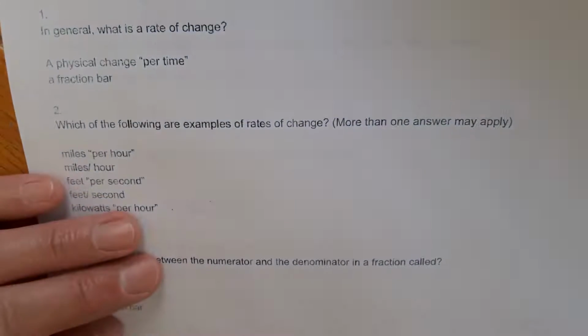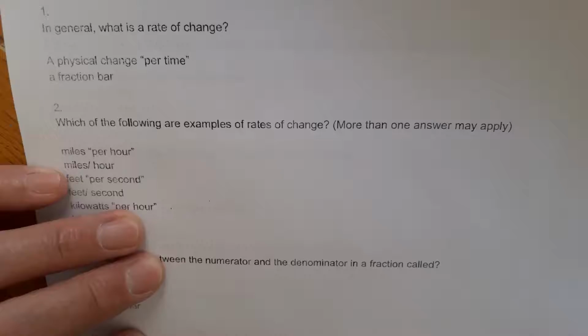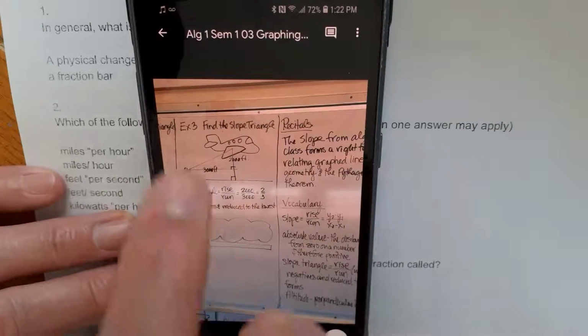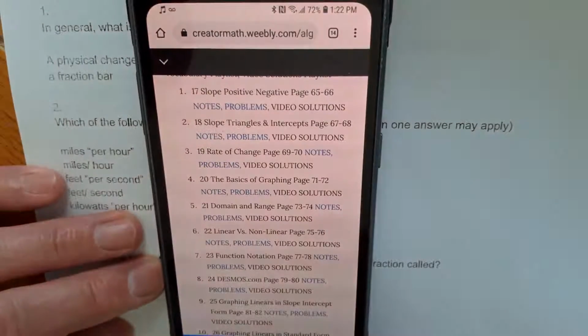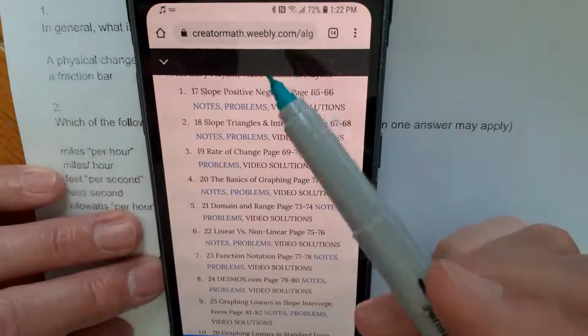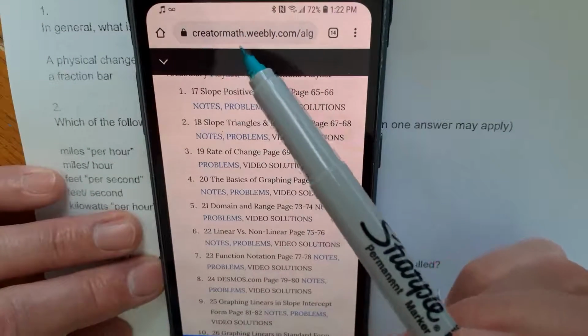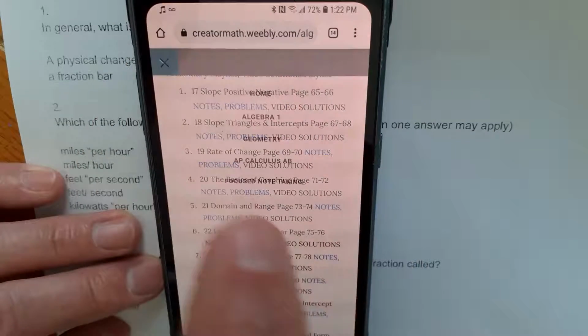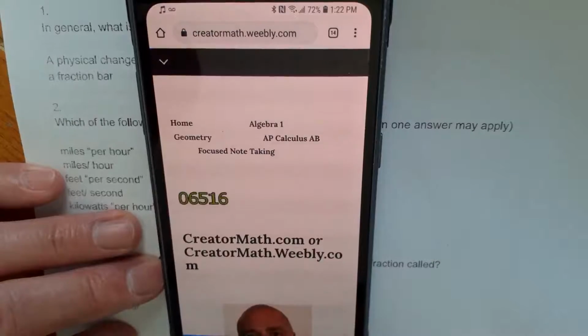So I do usually try to, before doing the problems, model for you where these notes are. They are hard to find, you guys, so you're going to have to find them once. But once you find them once, you should be able to get back here, all right? So this is the address of the website, creatormath.weebly.com. And if you Google that, you should get to this homepage.